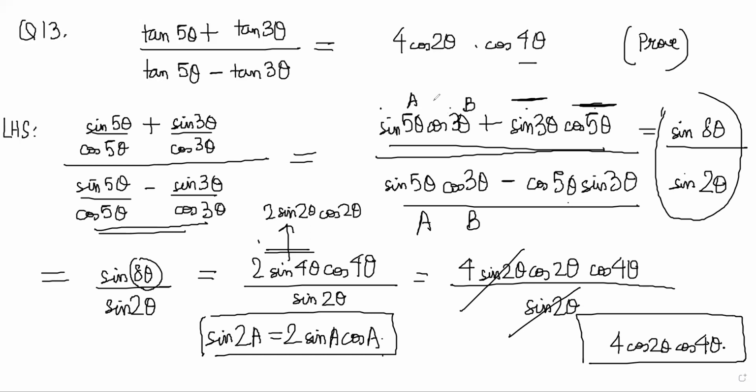Okay. So how did we solve this? We just converted to sine and cos, used our sin(A+B) and sin(A−B) formulas, and then used the sine double angle formula. This is a double angle formula: sin 2A is equal to 2 sin A cos A. We used it 2 times.